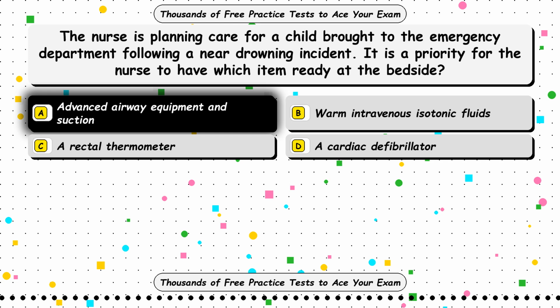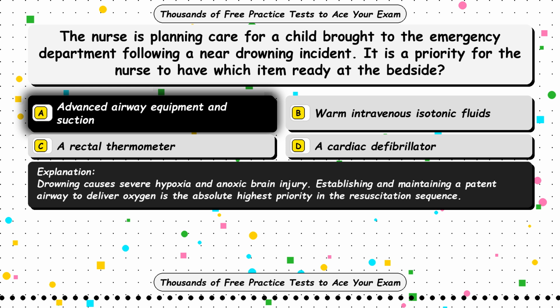The correct answer is option A. Advanced airway equipment and suction. Drowning causes severe hypoxia and anoxic brain injury. Establishing and maintaining a patent airway to deliver oxygen is the absolute highest priority in the resuscitation sequence.